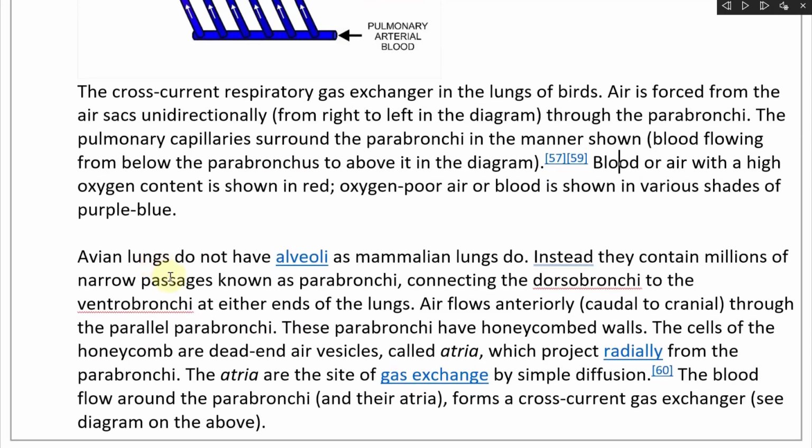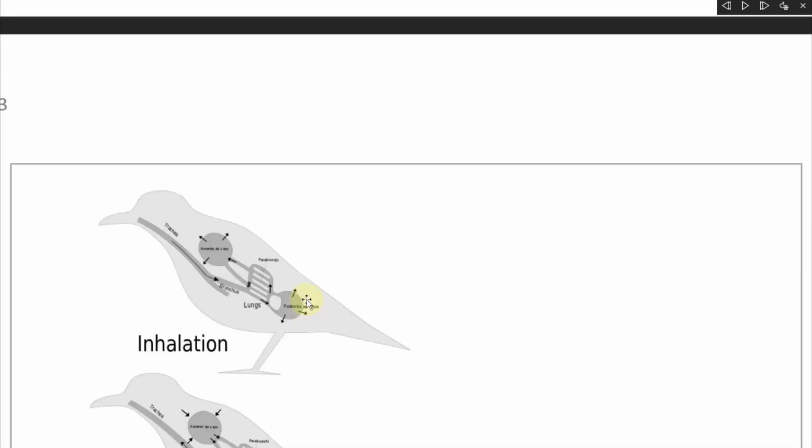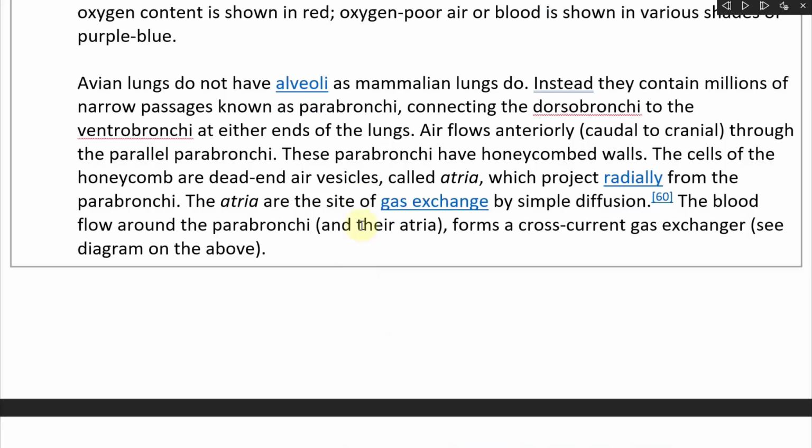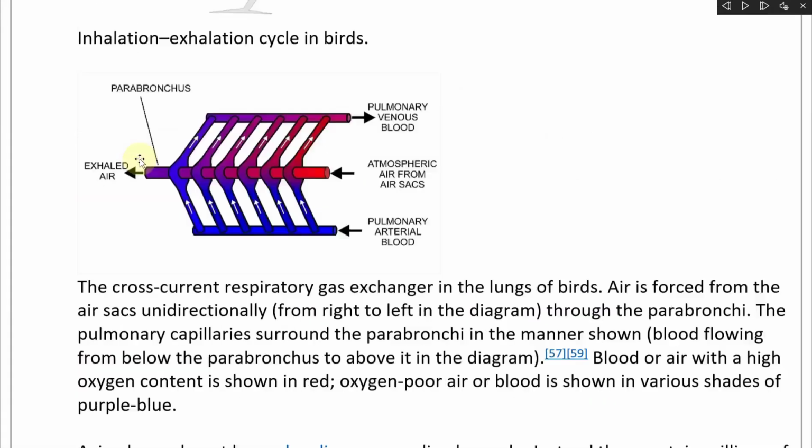So continuing further, avian lungs do not have alveoli as mammalian lungs do. Instead, they contain millions of narrow passages called parabronchi, connecting the dorsobronchi to the ventrobronchi. This is the back, all the way to the front, at either end of the lungs. So you have the front, and this is the back side. So this is connecting the dorso, the back, and then the ventro is the front.